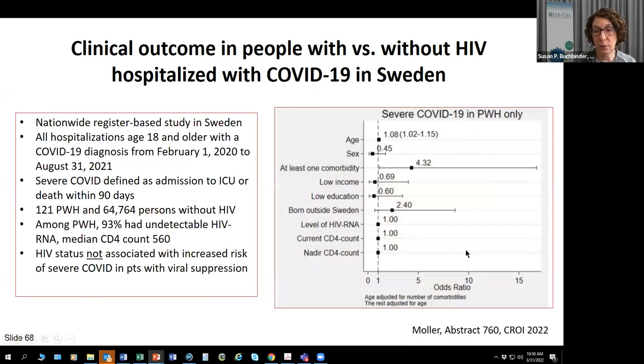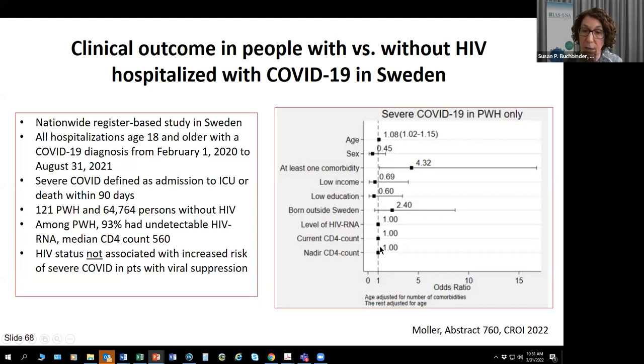So next, we're going to turn to talking a little bit about HIV and COVID. So this was data on a national registry looking at clinical outcomes in people with versus without HIV hospitalized in Sweden. And so they used this nationwide register and they looked at all hospitalizations for COVID from February of 2020 through August of 2021. And they defined severe COVID as admission to an ICU or death within 90 days. They had 121 people with HIV who were hospitalized for COVID and about 65,000 people without HIV who were hospitalized with COVID. And the people living with HIV, however, were very well controlled. 93% had undetectable RNAs and their median CD4 count was 560.